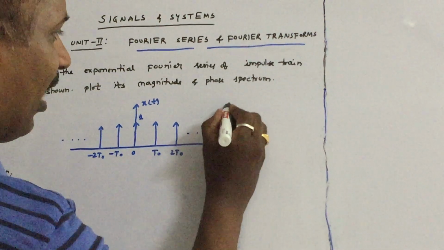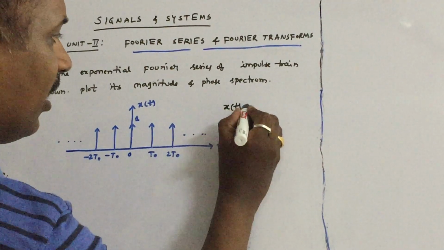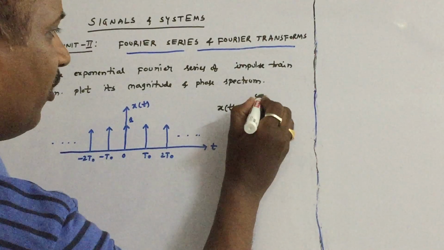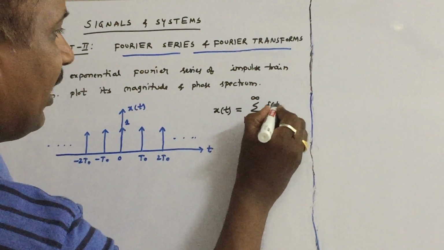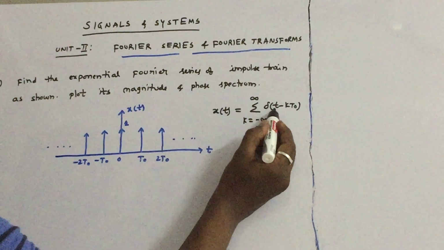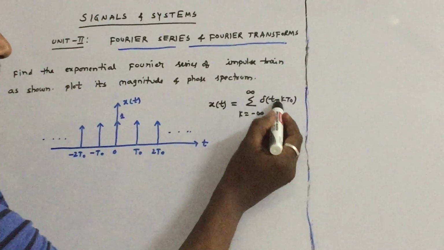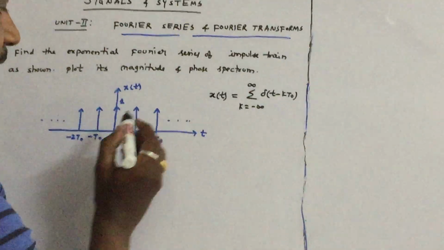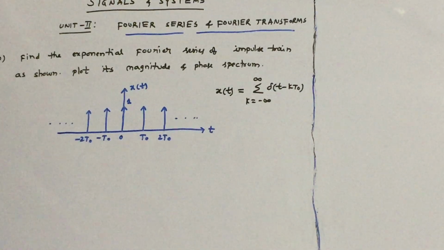Sometimes this question will be given in the form of an equation: x of t is equal to summation k is equal to minus infinity to infinity delta of t minus k t naught. If you substitute k is equal to 0, you get delta of t, an impulse. If you substitute k is equal to 1, delta of t minus t naught, an impulse. Like that, if you substitute all k values, you will get this impulse train.